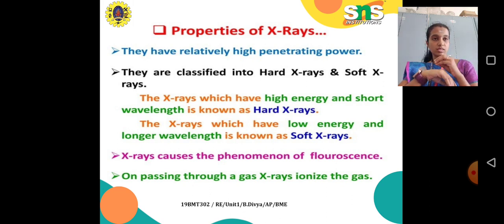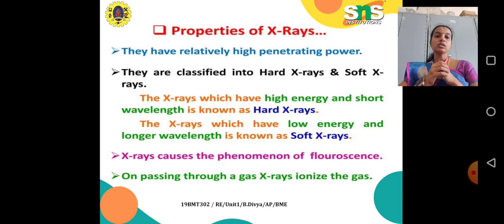Likewise, the soft X-rays are used for places that are very sensitive, such as the brain, heart, and lungs. Since we are going to identify very sensitive parts, in that case we need soft X-rays, where low energy is required. X-rays cause the phenomenon of fluorescence.